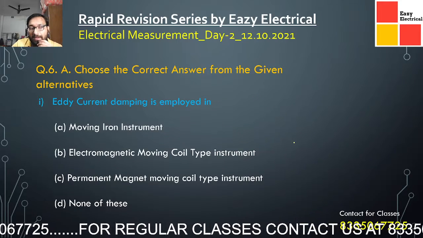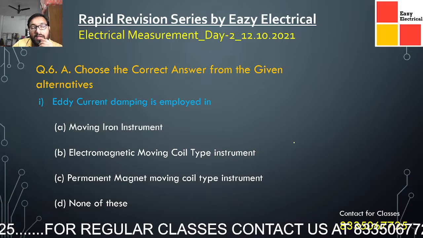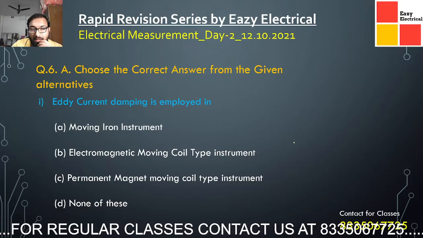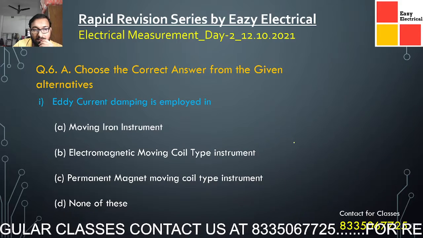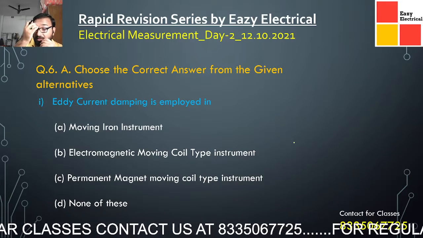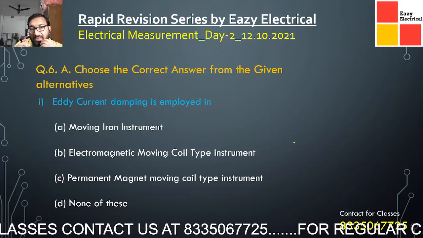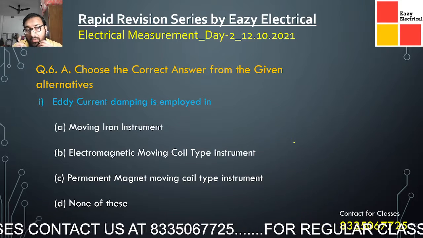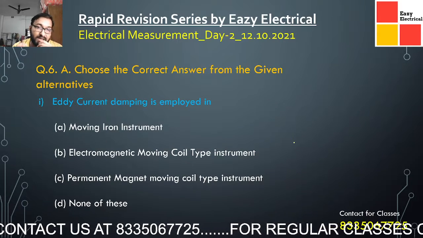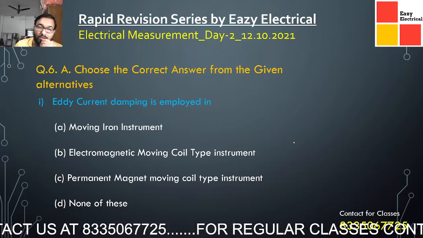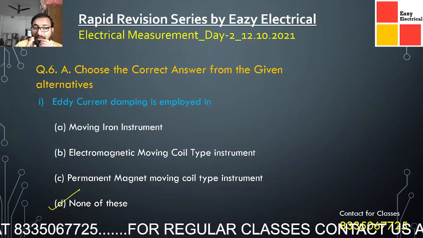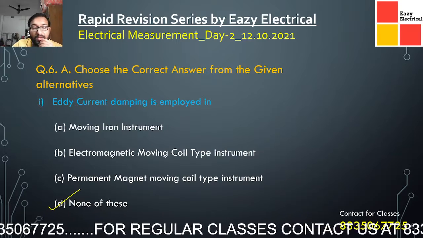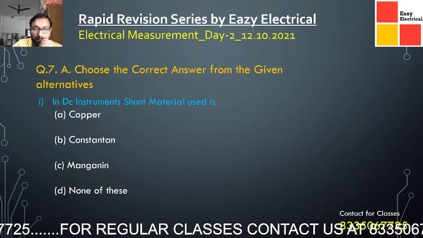Now, eddy current damping, and one more question for eddy current damping. Eddy current damping is employed in moving iron instrument, electromagnetic coil type instrument, permanent magnet coil type instrument, or none of these. Basically, eddy current damping is employed in induction type instruments where AC is employed. So none of these will be the correct option. Induction type instruments use eddy current damping.